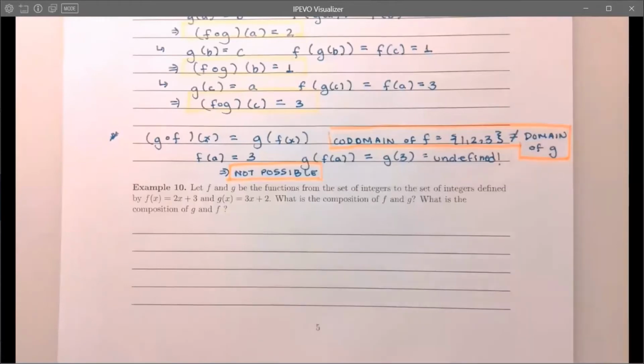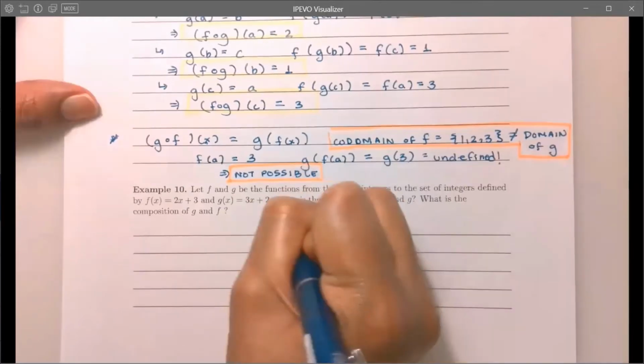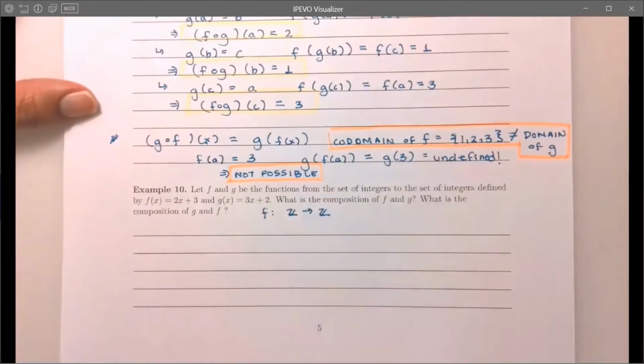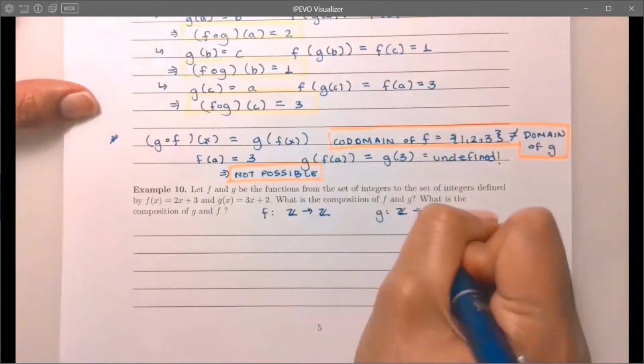Okay, let's take a look at example 7. Let f and g be functions from the set of integers to the set of integers, which are defined by f of x is equal to 2x plus 3, and g of x is 3x plus 2. What is the composition of f and g, and what is the composition of g and f? So again, just to write out the notation that we've seen before, the domain of f is the set of integers, and the codomain is the same thing. Same for g, it's from Z to Z.